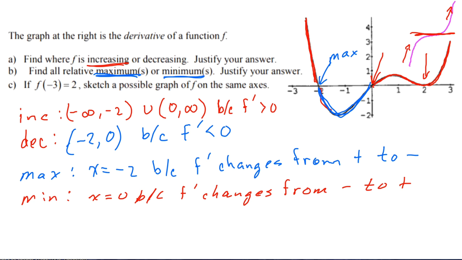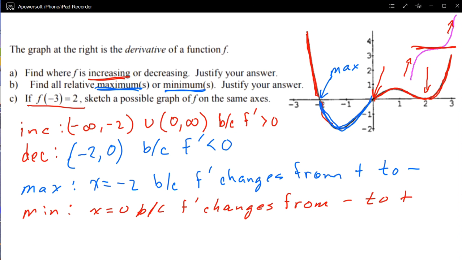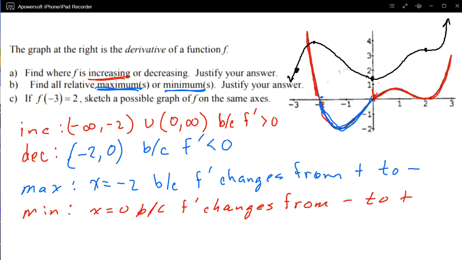All right, so then part C here says if f of -3 is equal to 2, sketch a possible graph of f on the same axes. All right, so with this, let me take a second to erase a few things, and I'll get back with you in just a second.